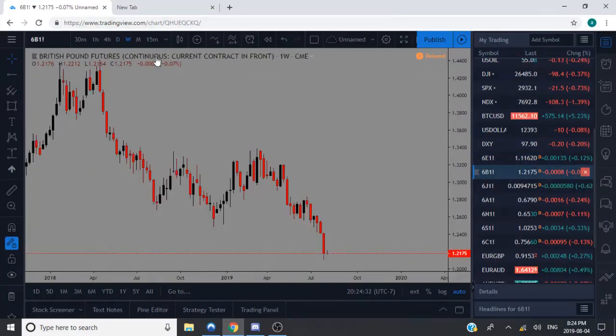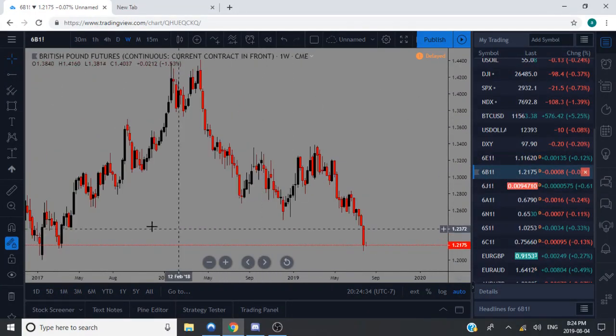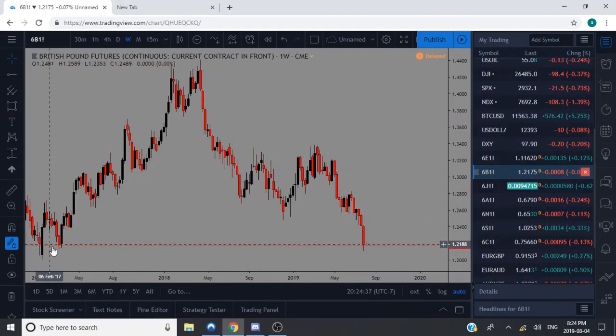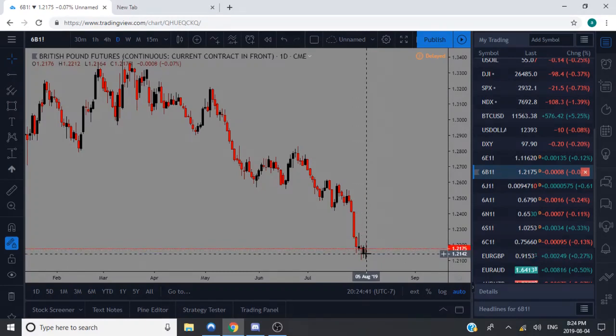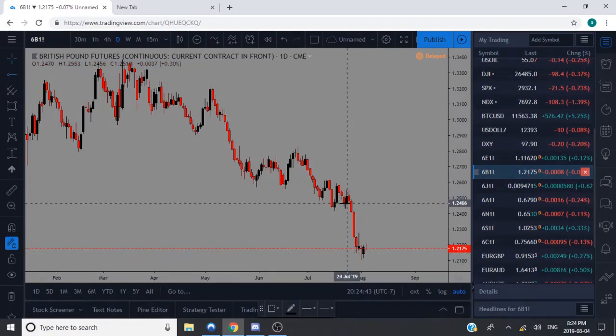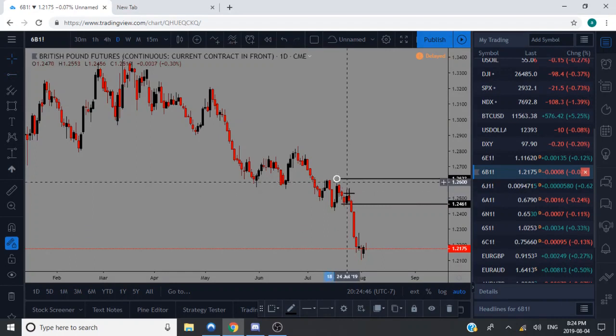Pound. Let's talk about the pound really quick. We're still sitting in that monthly demand zone area. I still like it on the daily too. That's why we're getting that slowdown right now. And our next selling position I would look at is somewhere up in here. So right now I think we're in a buying zone for the pound personally.